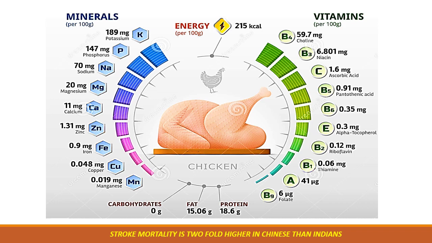On the right side, in vitamins, we can see B4 and B3 are quite rich. Similarly, B5 and B6 are also quite high. These vitamins are very important, and they are available mainly from animal products. So this is how meat plays a very important role as a source of important vitamins and minerals. And all these vitamins and minerals have a very important role in the life process.